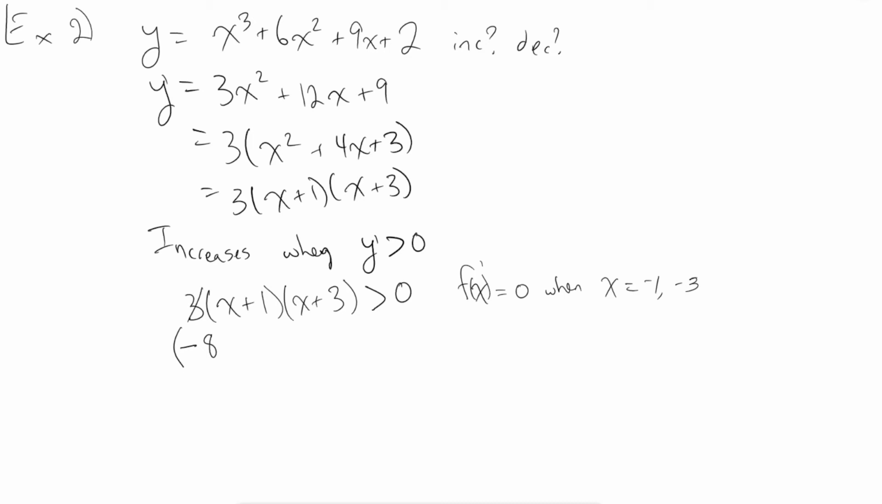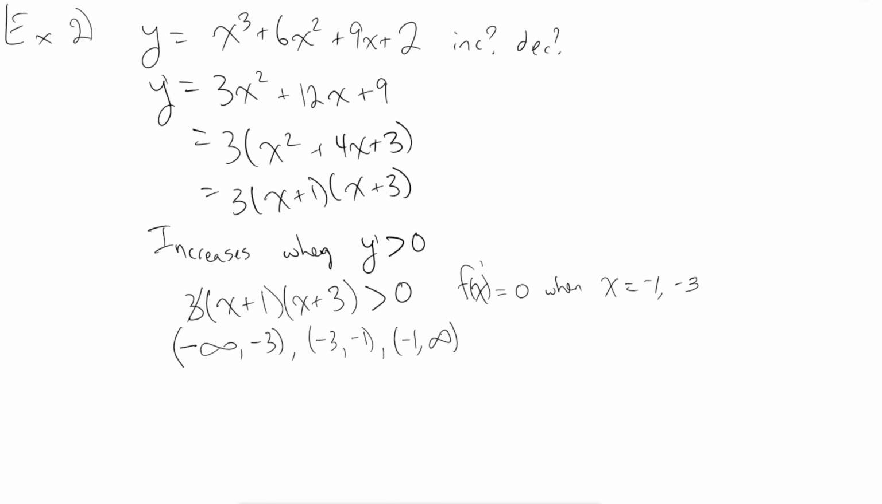So we have negative, I wrote 8, that should be an infinity. We know from -infinity to the point -3. So -infinity to -3 is one of our intervals, because that's where we're going to hit a 0 point. From -3 to -1 is a second interval. And then from -1 to positive infinity, there is a third interval.